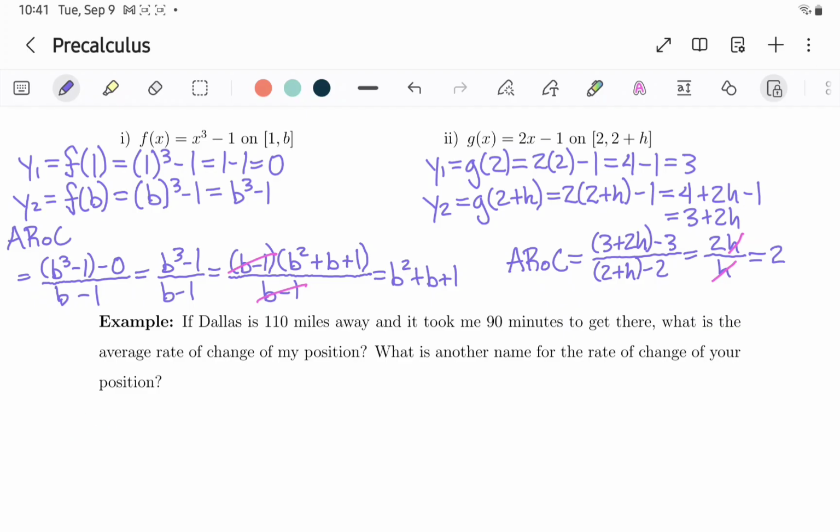Well, our x sub 1 is going to be time equals 0, so 0 minutes into our drive. Our time unit here is minutes, according to the statement. And then x sub 2 is going to be 90 minutes into our drive.